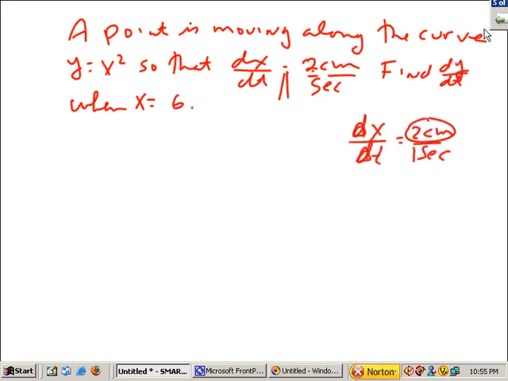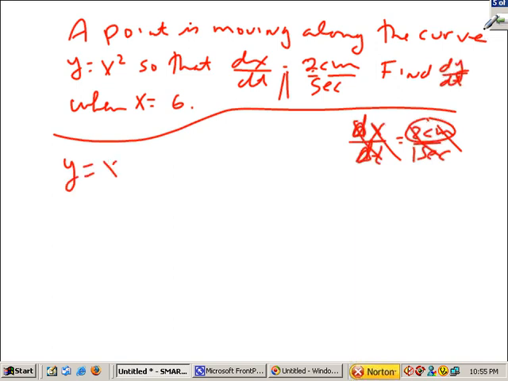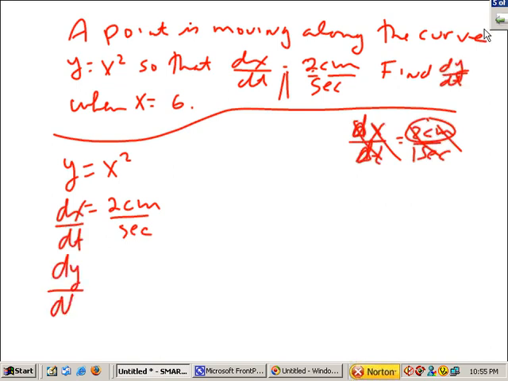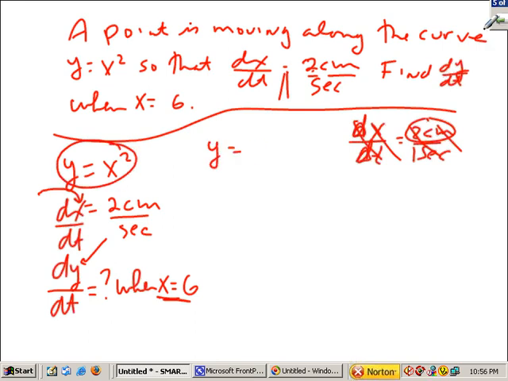Okay, so what we have is the following. A point is moving along the curve y equals x squared. They tell us dx/dt is 2 centimeters per second. They want us to figure out what dy/dt equals when x is 6. So I see x's, I see y's, and I need some kind of an equation that has y and x's. Well, there it is. y is equal to x squared.